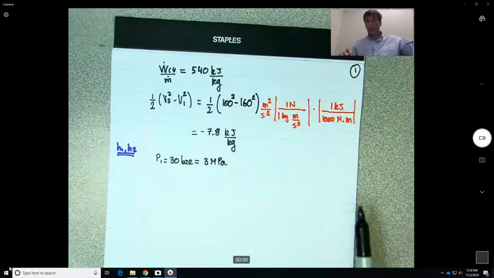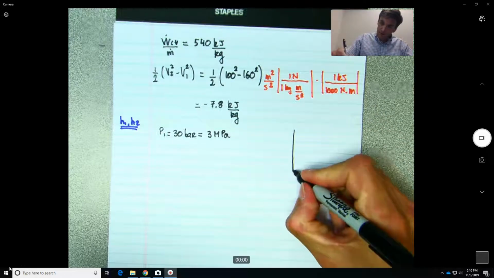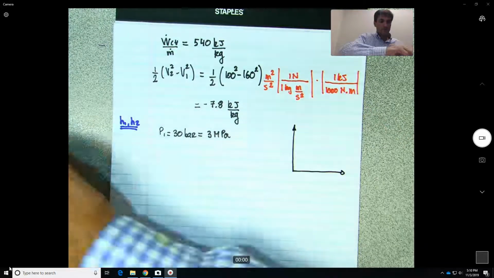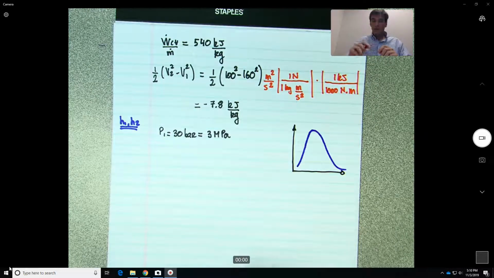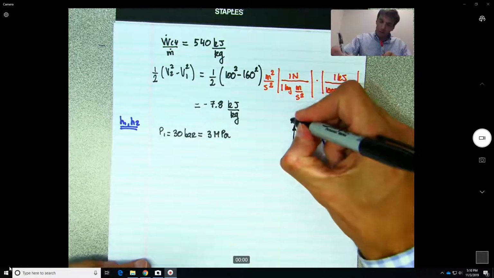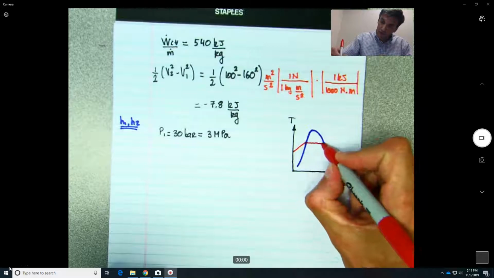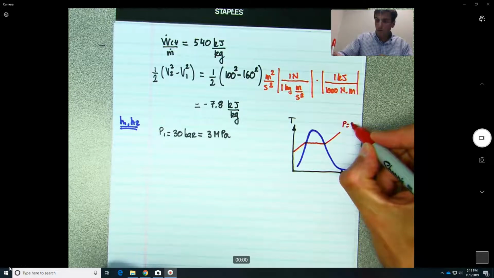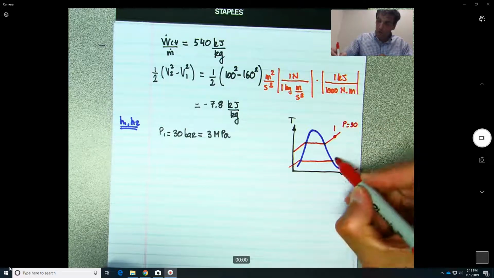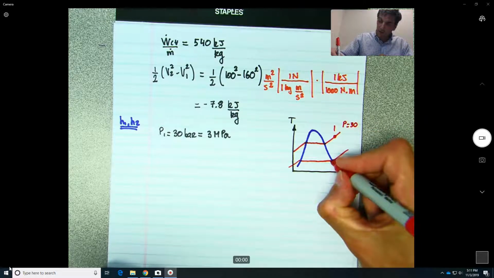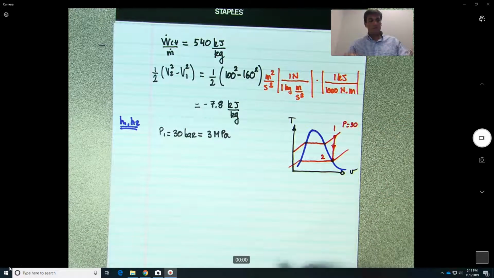Let me zoom out again. So if I had to do a little figure here, and you know I like to do the TV. So if we are here at 30 bars, we are somewhere over here, and we're going to move over here over the saturation. So this will be our process over here.